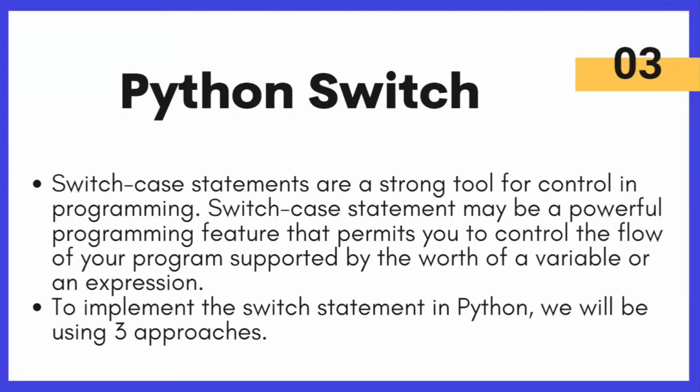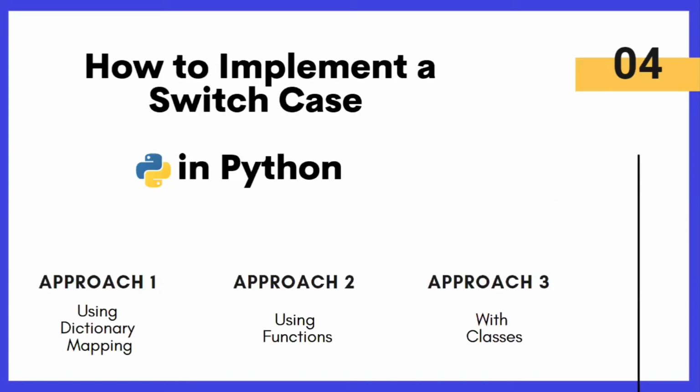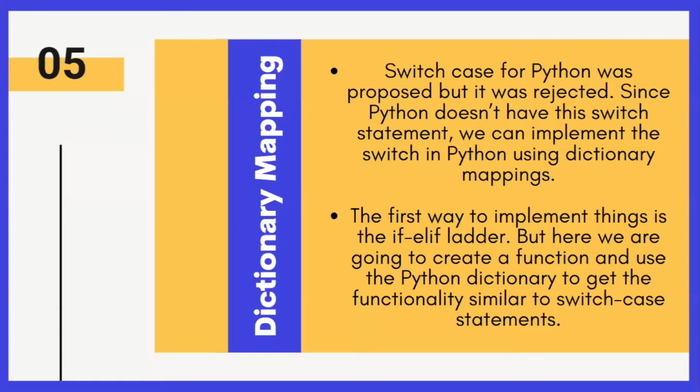We are going to implement the switch statement in Python by using 3 approaches. Those 3 approaches are dictionary mapping, functions, and classes. So here are the 3 approaches that we are going to use, because there is nothing impossible. We are going to create our own switch case statement by using these 3 approaches. The first way to implement is you can use an if-elif ladder, but here we are going to create a function and use the Python dictionary to get the functionalities, which will be similar to switch case statements in C++ and Java.